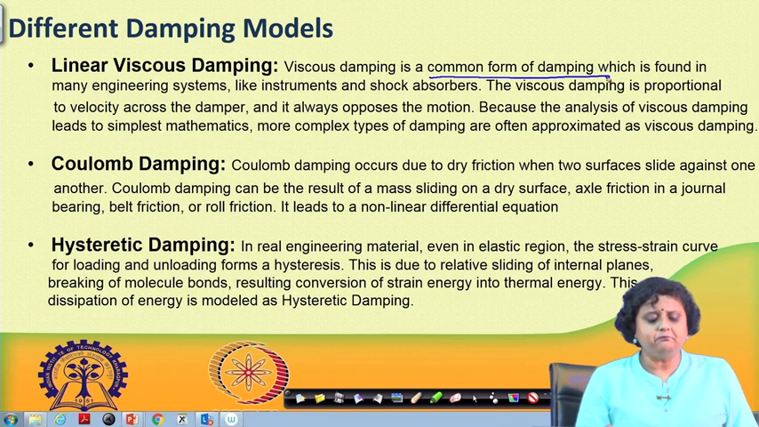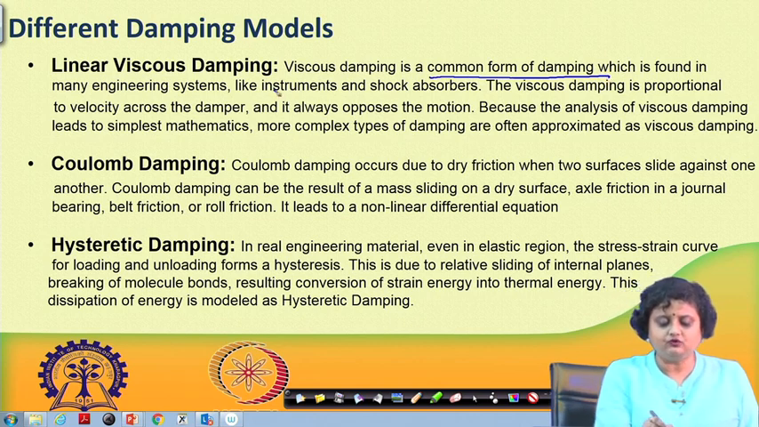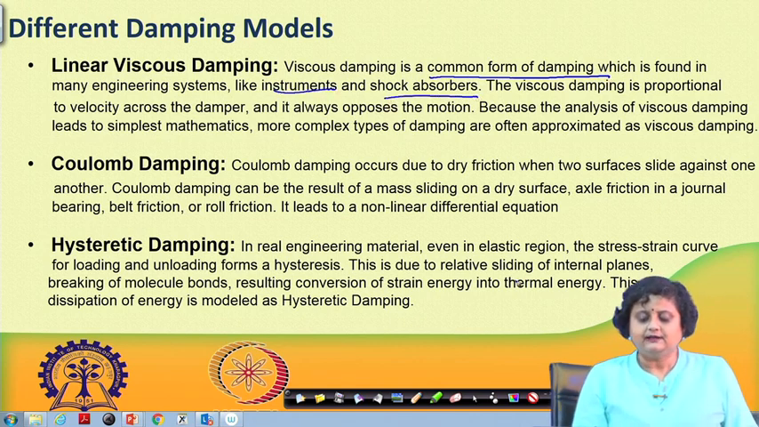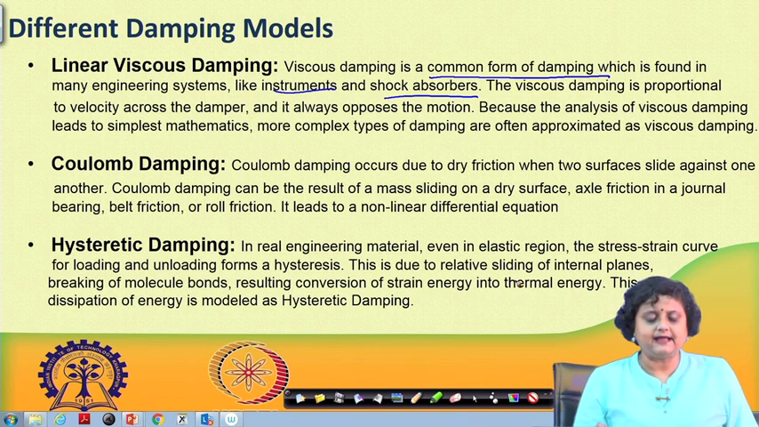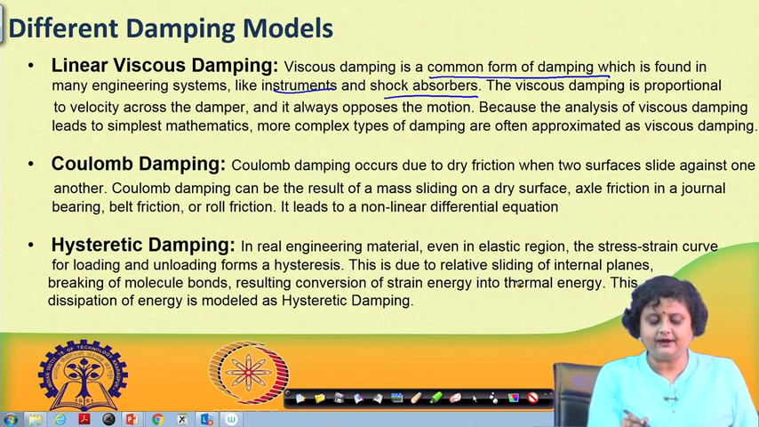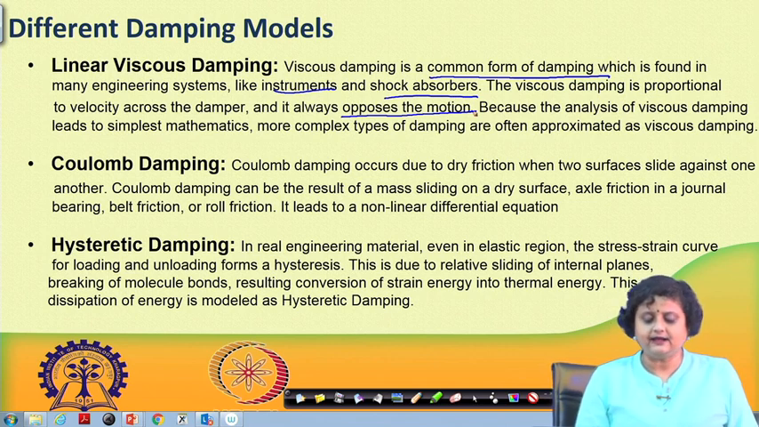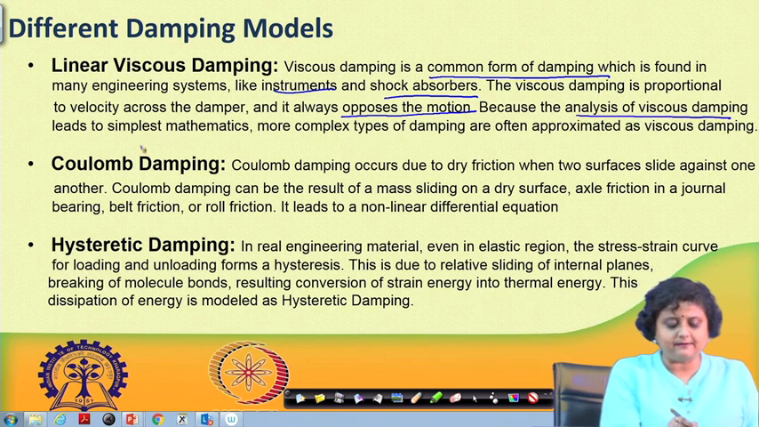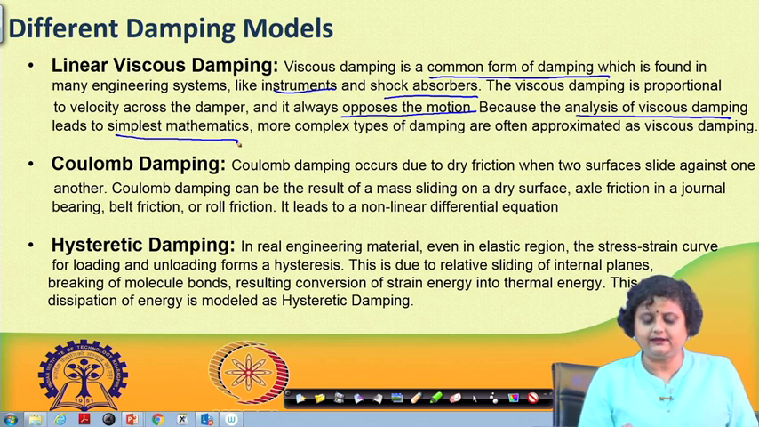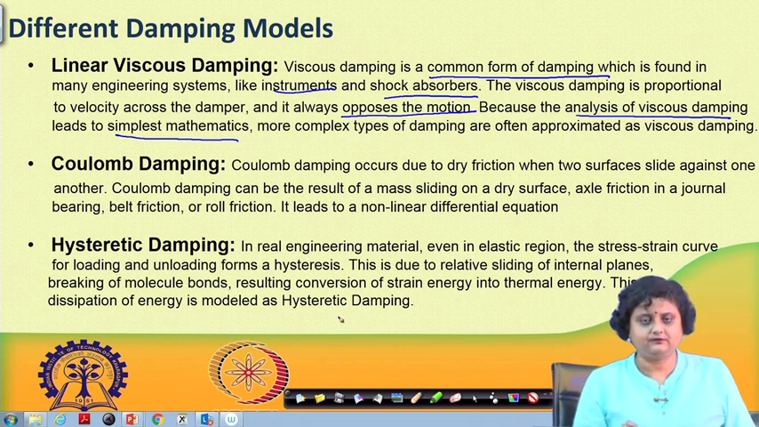So, linear viscous damping is a common form of damping which is found in many engineering systems like instruments, shock absorbers. Here, as I said earlier, the damping force is modeled proportional to the velocity of the body or the velocity across the damper, and it always opposes the motion. And as I said, because the analysis of viscous damping leads to the simplest mathematics, many more complex dampings are often approximated as viscous damping.